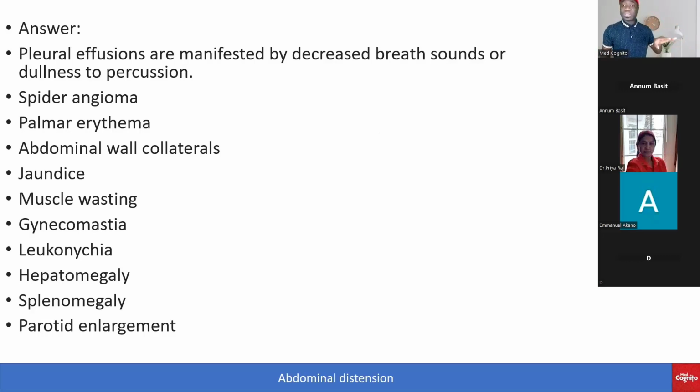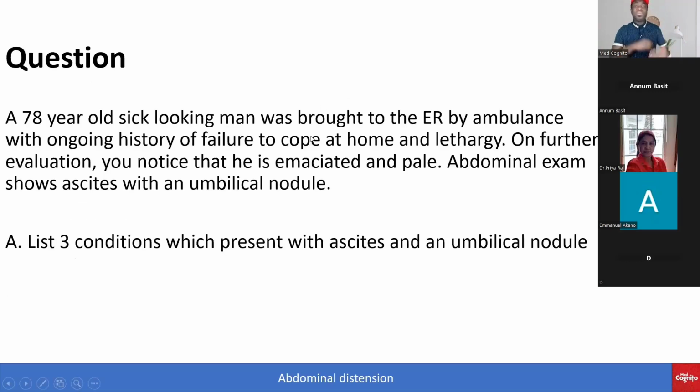So pleural effusions, spider angiomata or spider nevi, palmar erythema, abdominal wall collaterals. That's what we see, the caput medusae and all that, and the blood vessels on the abdomen. Jaundice, muscle wasting, gynecomastia, leukonychia. I think somebody, yeah, okay, some people are writing answers for me. Hepatomegaly, splenomegaly, parotid enlargement. So you must know, like when it comes to ascites, you must be able to recite it.